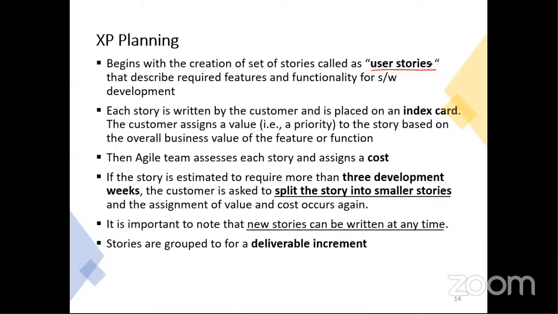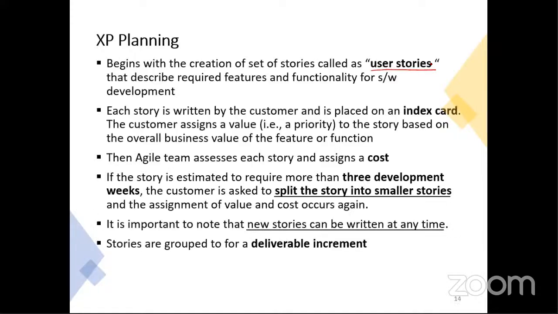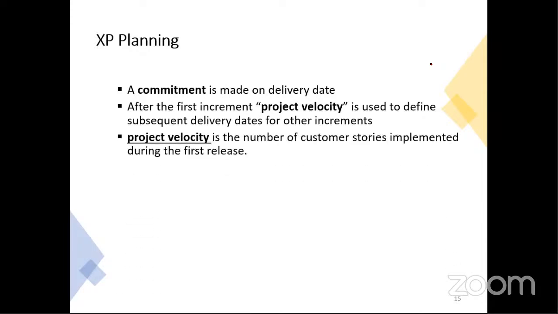Stories are grouped together for a deliverable increment. A commitment is made on a delivery date based on how many stories we are going to see in the first increment, right? So we work here in a deliverable increment. After the first increment, project velocity is calculated, which is used to define a delivery date for the subsequent increments. Project velocity is the number of customer user stories implemented during the first release.